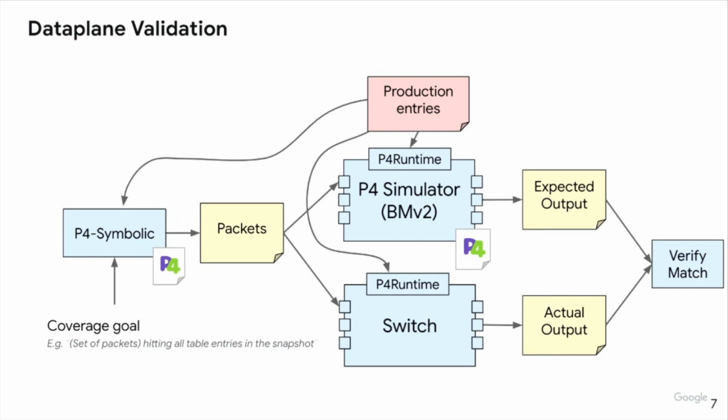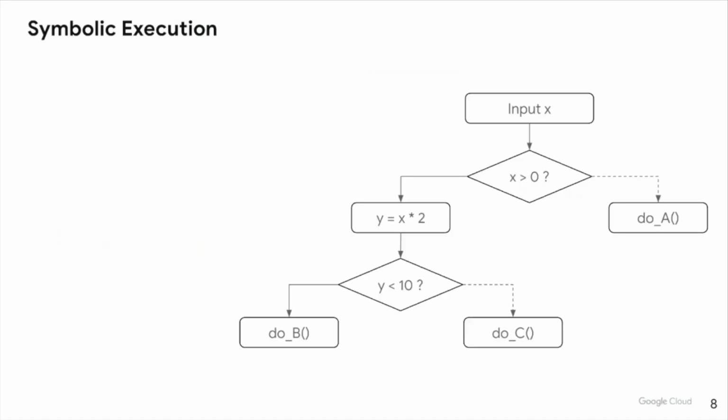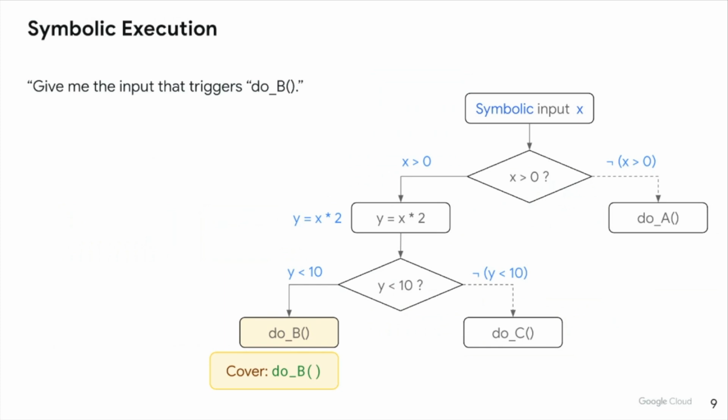So in this talk, we're going to dive deep into how P4 Symbolic works. It uses a very well-known technique called symbolic execution, which is a technique for generating test inputs for a program. I'm going to demonstrate it here with a very small example. Let's say I'm interested in finding inputs that reach this do-be function. In symbolic execution, we start with a symbolic input. And rather than taking one execution path in the program, we explore all the possible execution paths in the program and find the execution paths that reach our target function.